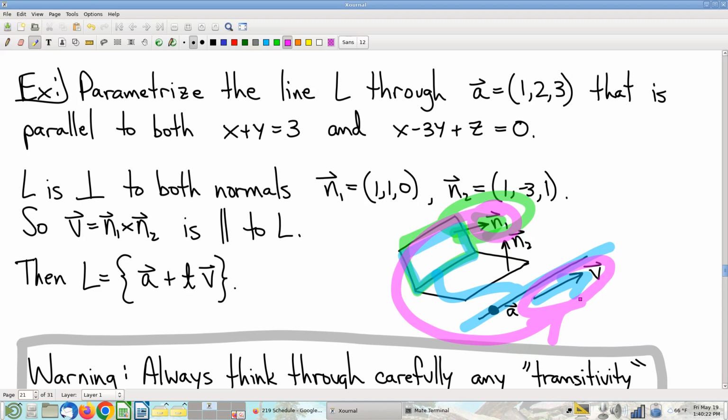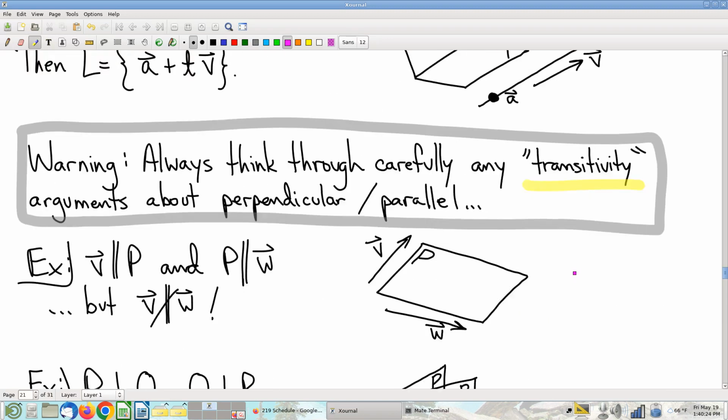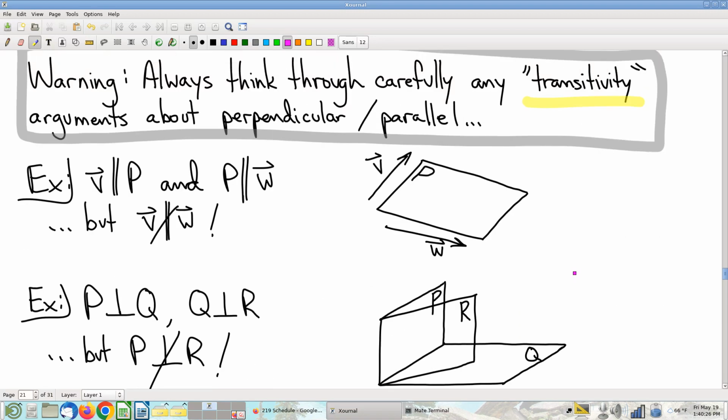The only warning I want to say here is just be careful. It is tempting to think that these rules are going to be kind of obvious. If A is parallel to B and B is parallel to C, then doesn't it immediately follow that A is parallel to C? Slow down. Depends on what kind of objects you're talking about. If it's vectors only, then A parallel to B, B parallel to C, yes. But check this out.